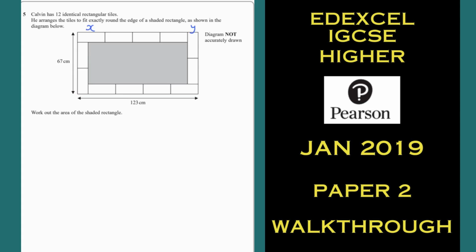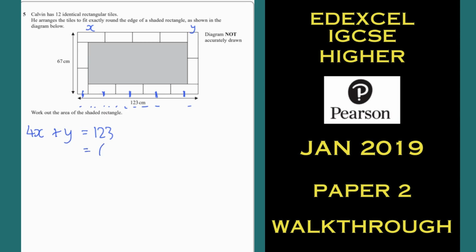So let's now write an equation for this distance, which is equal to 123. So if we walk that distance, we've got an x, another x, another x, another x, and a y.